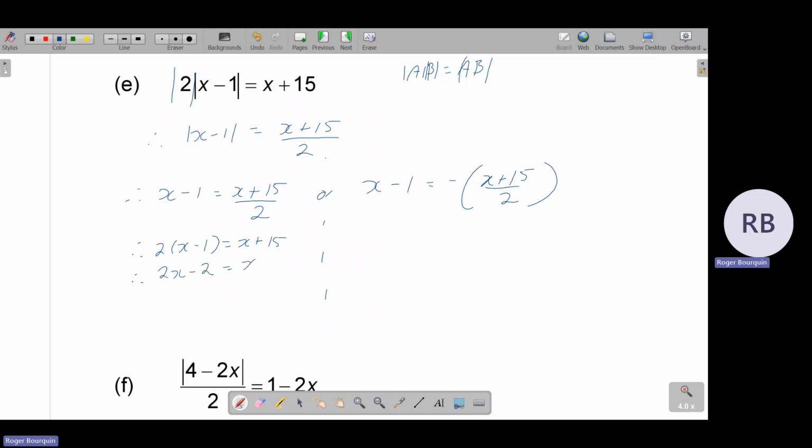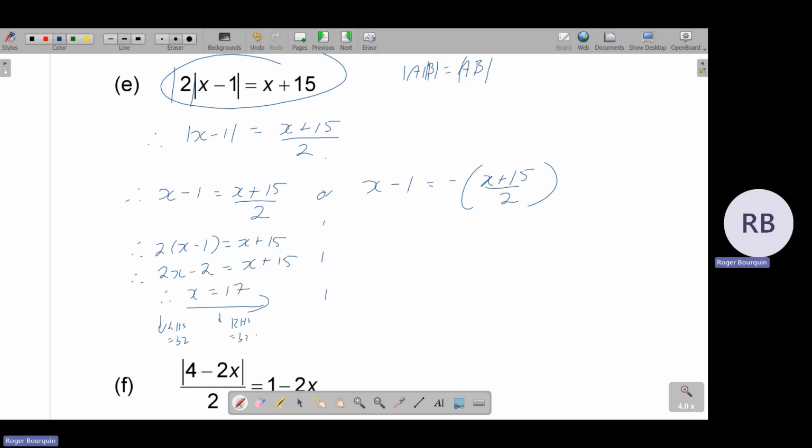So let's take it through. On the left-hand side, you should have got x is 17. Check if that's valid. It's valid. I sub back into the original. The left-hand side would be 2 times 16, which is 32. The right-hand side would be 17 plus 15, which is 32. So 17 works, right?